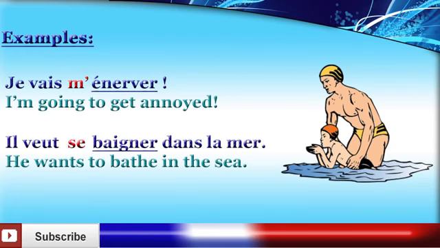For example, je vais m'énerver, I'm going to get annoyed. Il veut se baigner dans la mer, he wants to bathe in the sea. Notice that the reflexive pronouns m' and se are placed in front of the verb in the infinitive.